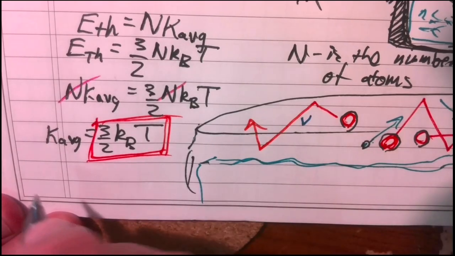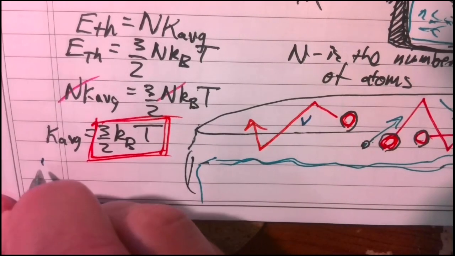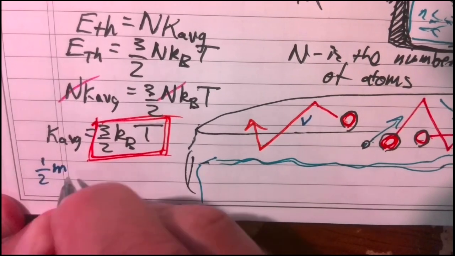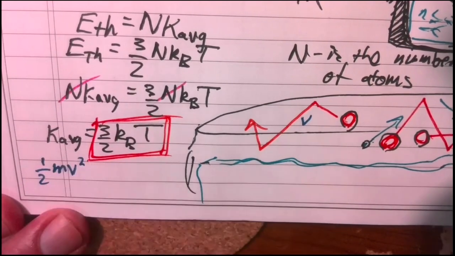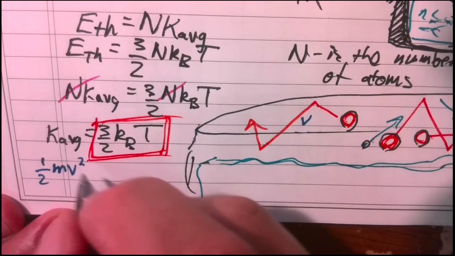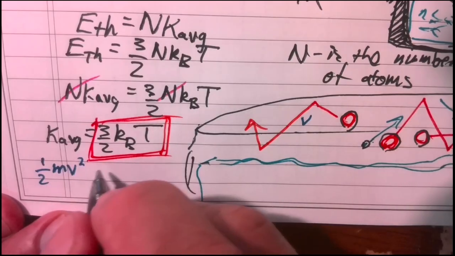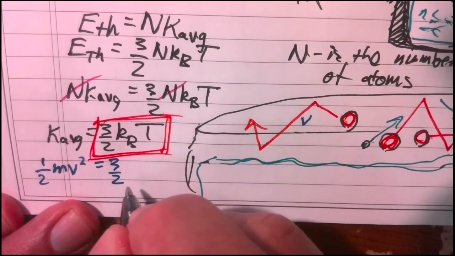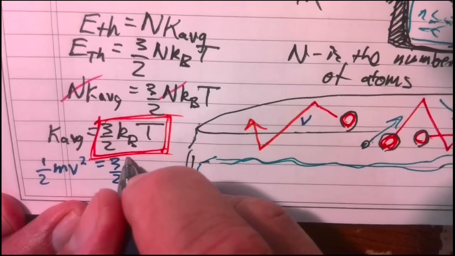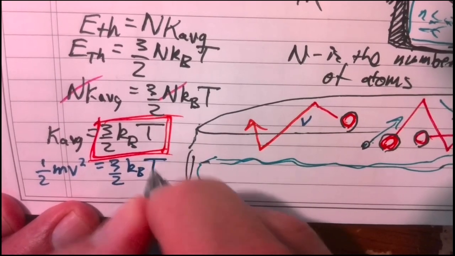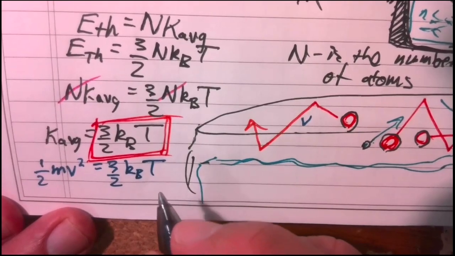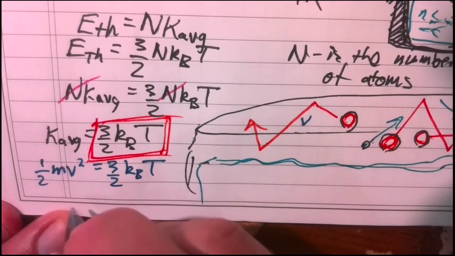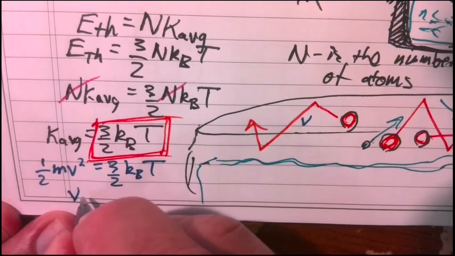Well, this is really cool. We're going to say this is equal to 1/2 times m times v squared, because that's our kinetic energy. So this means it's going to be our average velocity, and that's going to equal 3/2 times kB times T. Well, guess what? Now we can solve for our velocity of a single gas molecule.